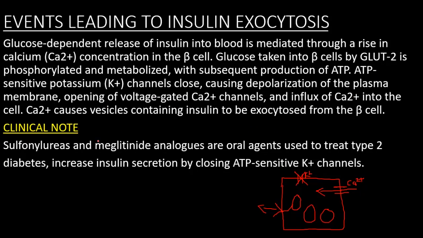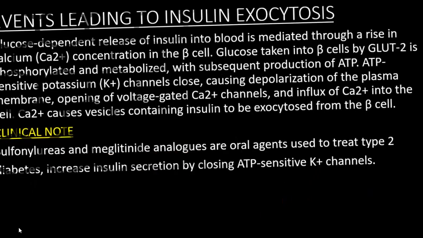Now, we have a clinical note. We have drugs, namely sulfonylureas and meglitinide analogs, which are used to treat type 2 diabetes. How do they act? They usually block the potassium channels, and they will lead to insulin secretion. That is why you'd find these drugs under a class known as insulin secretagogues. It's like they are making the beta cells produce insulin. I hope that point is clear.